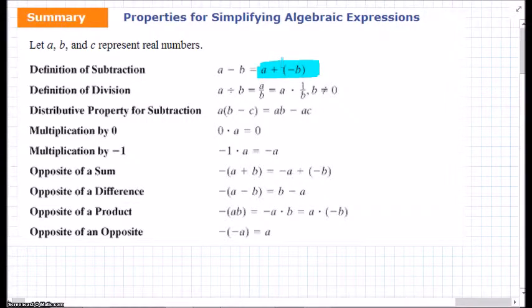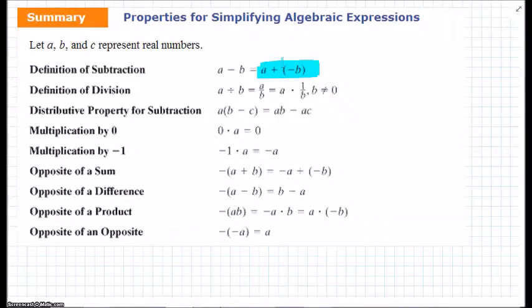The definition of division: a divided by b is a over b, or a times 1 over b, where obviously b cannot equal 0. Distributive property: a times, in parentheses, b minus c, is the same thing as ab minus ac. Multiplication property of 0: anything times 0 is 0.